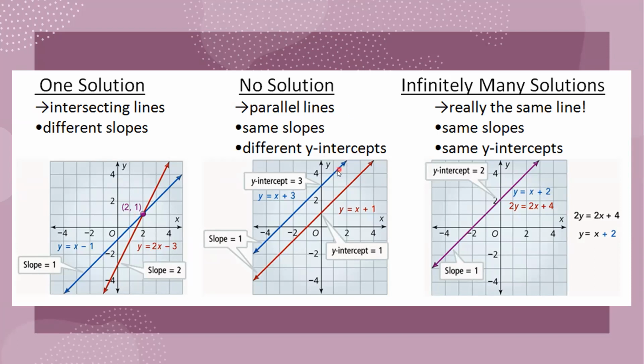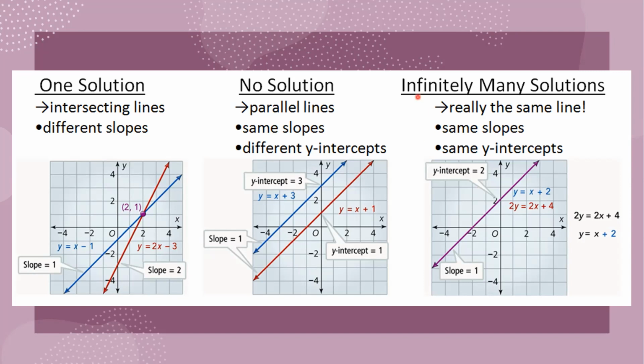Another type of solution would be no solution. So if your two lines here are parallel, well, remember that parallel lines never intersect, they never meet. And so that's why it's no solution, because there is no point in time where these lines will cross. There is no ordered pair that is shared amongst the red line and the blue line.